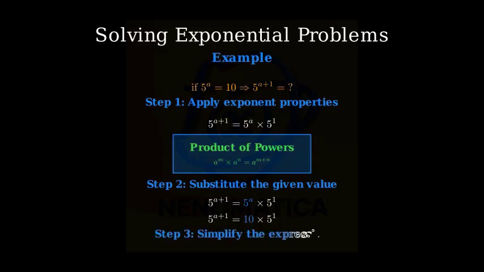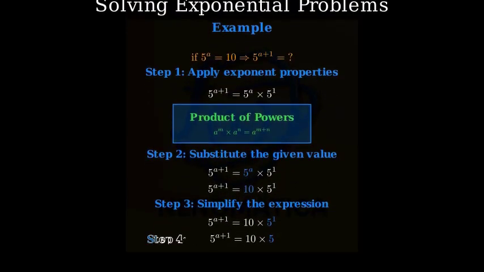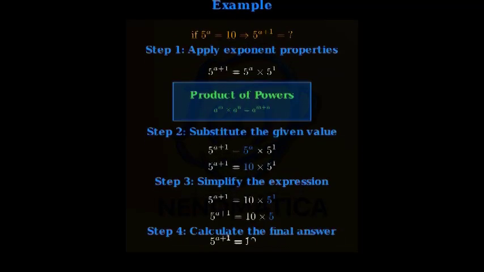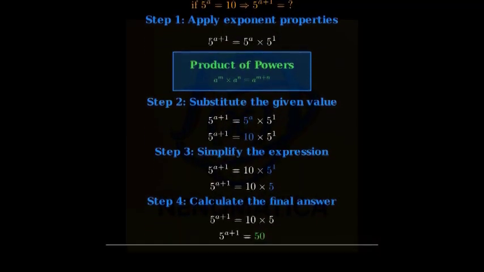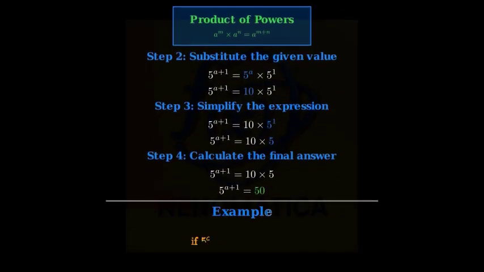Next, we can simplify this expression. 5 to the power of 1 is just 5. Finally, we multiply 10 by 5 to get our answer. So, if 5 to the power of a equals 10, then 5 to the power of a plus 1 equals 50. Let's move to our second example.